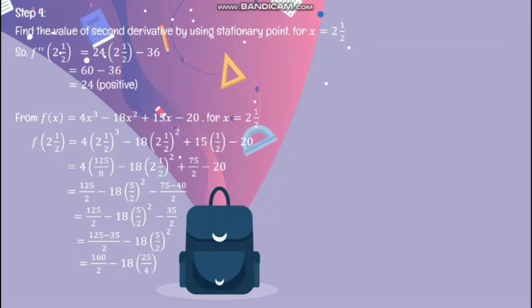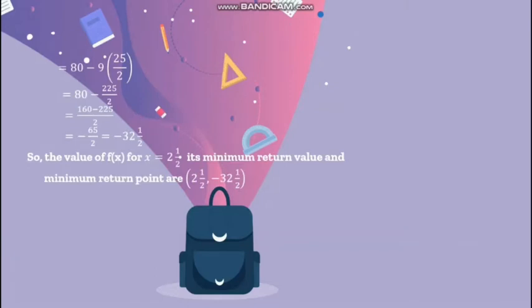Equal to 125 minus 35 over 2 minus 18 multiplying 5 over 2 squared equal to 160 over 2 minus 18 multiplying 25 over 4 equal to 80 minus 9 multiplying 25 over 2 equal to 160 minus 225 over 2 equal to minus 65 over 2 equal to minus 32 and a half.